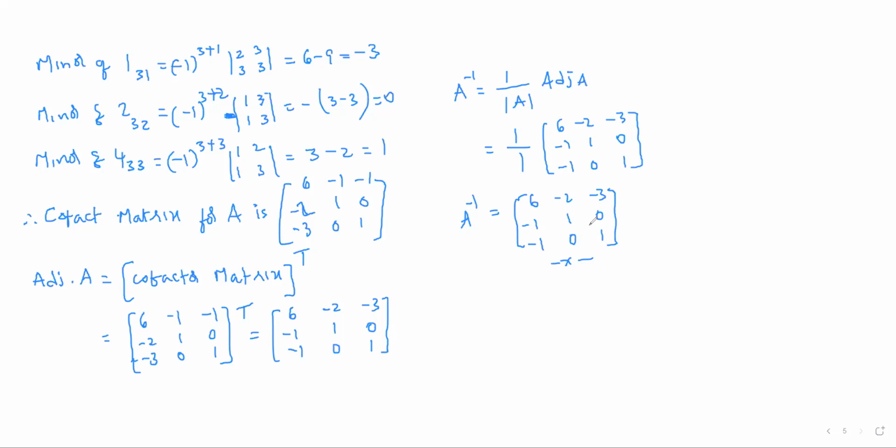Here also you can apply the verification process. That is, if you multiply the matrix capital A with A inverse, you should get the identity matrix of order 3 by 3. That is 1 0 0, 0 1 0, 0 0 1. This you should get for verification purpose. Okay, next we will move to the next problem.